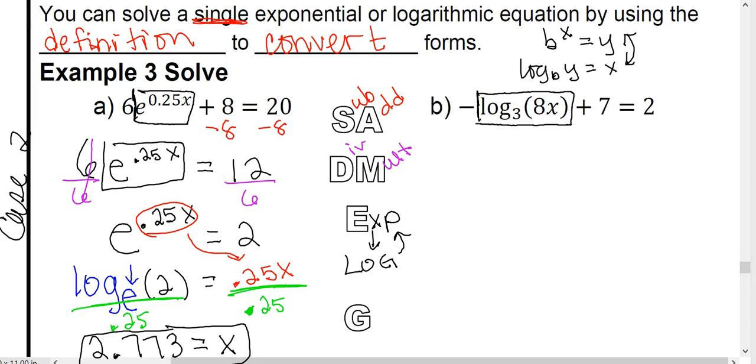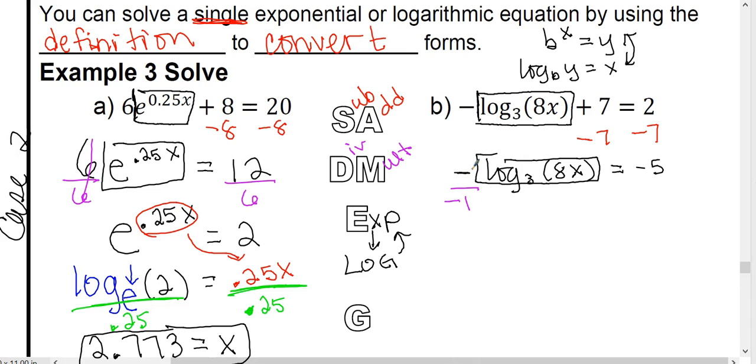So I add or subtract the 7, so minus the 7 from the 2. And I get negative log base 3 of 8x is negative 5. So then here, again, the log is still not isolated because I have that negative in front. So I'm going to multiply or divide, it doesn't matter, by negative 1. There's like a 1 there, by negative 1. And we get log base 3 of 8x is 5.